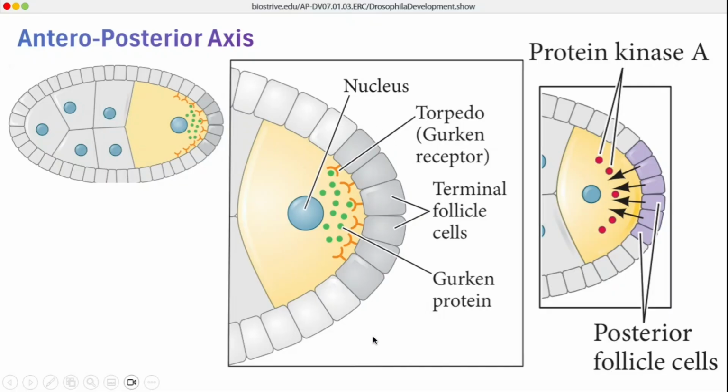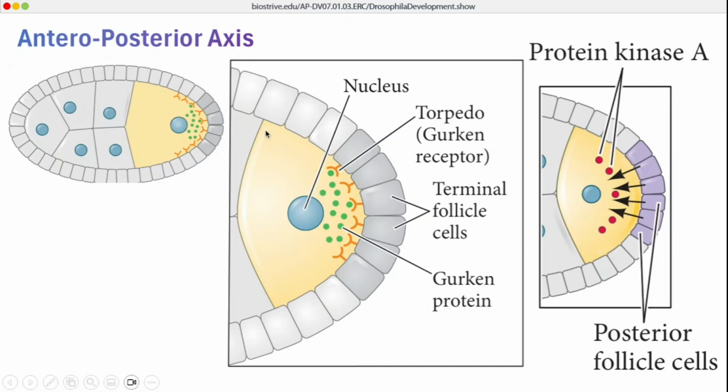So this side becomes the posterior side of the developing embryo in future. So this Gurken-Torpedo association will make these cells posterior follicle cells, and when this happens, there is initiation of another type of signaling as well. Torpedo-Gurken interaction will initiate these terminal follicle cells in secreting a certain signal, which is the protein kinase A signal, and this protein kinase A signal will be transferred to this developing oocyte.